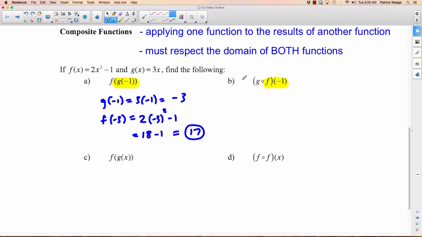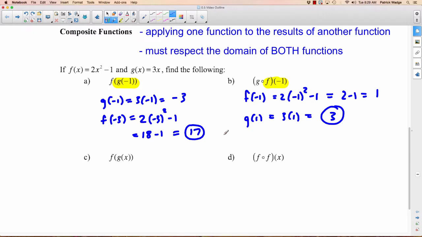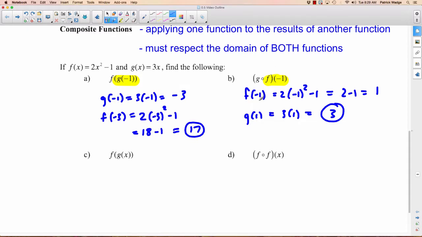f of negative 1 means negative 1 gets plugged in to the x's here. So we have f of negative 1 equals 2 times negative 1 squared minus 1. Negative 1 squared is 1, times 2 is 2, so you have 2 minus 1, which is 1. Okay, now we want to know what g of 1 is. So we're going to plug 1 into g, and you get 3 times 1, which is 3. Notice you do not get the same thing here. Sometimes you will, but in this case you did not. So the order matters, whether it's f of g or g of f.